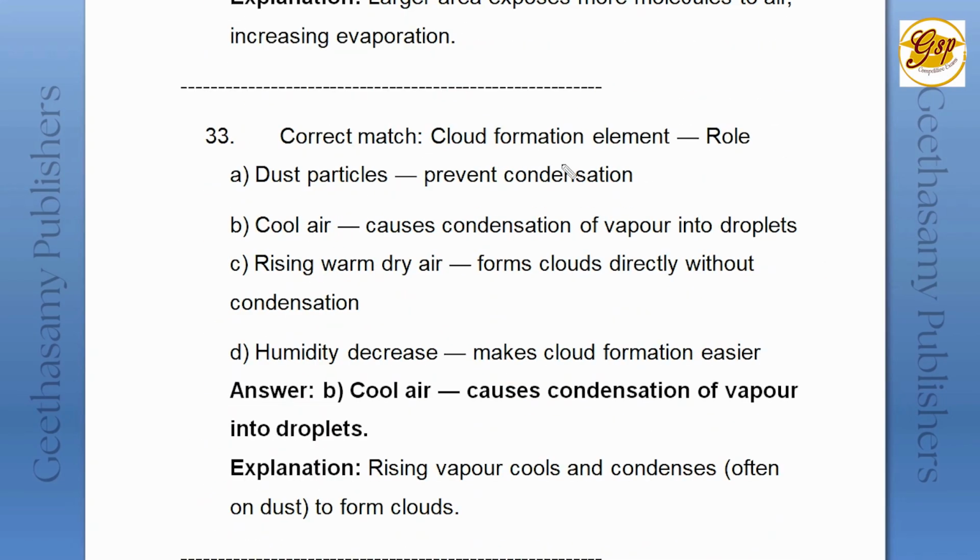And 33rd question. Match correctly cloud formation element and role. Dust particles prevent condensation. Cool air causes condensation of vapor into droplets. Rising warm dry air forms clouds directly without condensation. Humidity decreases, making cloud formation easier. The correct answer is that cool air causes condensation of vapor into droplets. Explanation: rising vapor cools and condenses, often on dust, to form clouds.